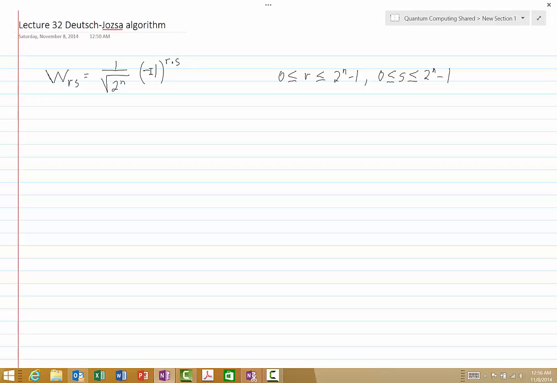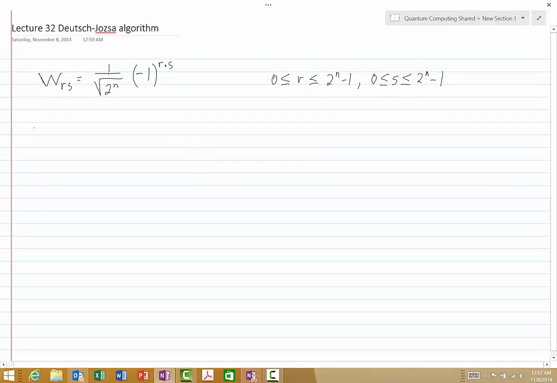Now, what I would like to do as our first goal for Lecture 32 is to actually demonstrate that this formula is true, or basically prove it. So we'll say prove this formula.